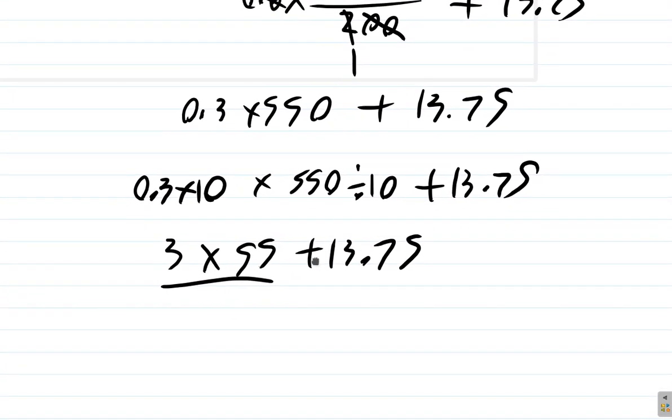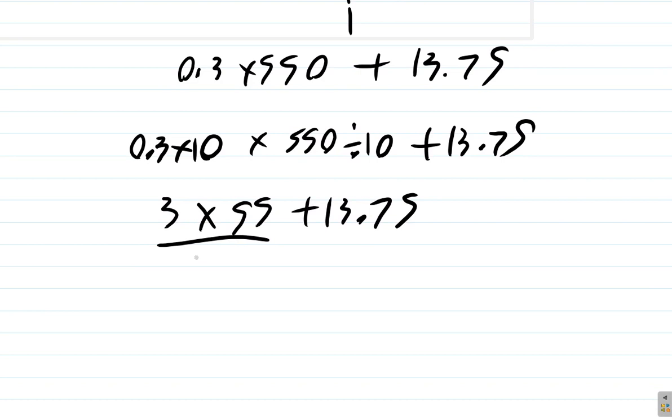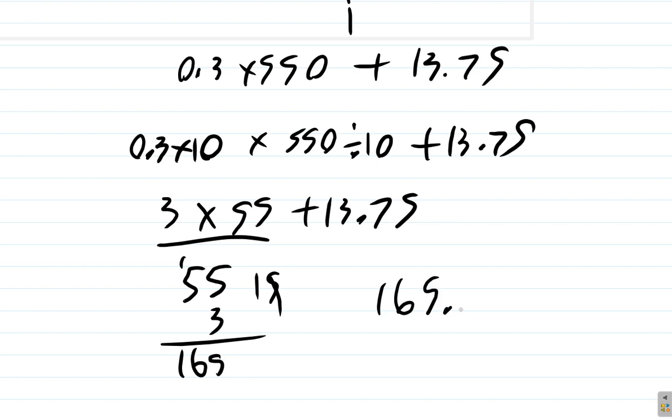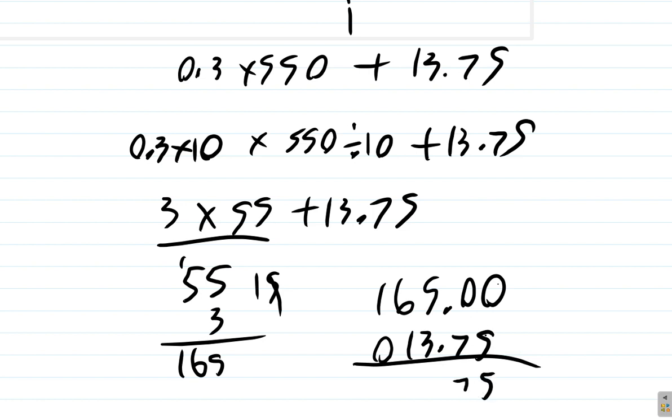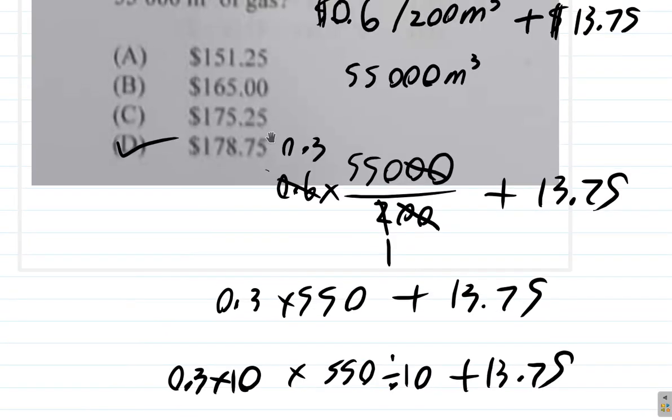But let's just work with this. 3 by 55. We did it already, but let's do it again. 3, 5, 15, bring down the 5, carry 1, 3, 5, 15, and 1, 16. So it's 165 plus 13.75. So let's line up everything. Alright, 5 plus 0 is 5, 7 plus 0 is 7, 5 and 3, 8, 6 and 1, 7, 1 and 0, 1, 178.75.